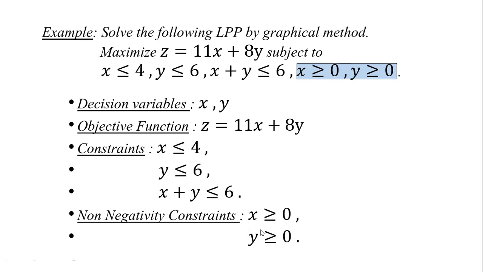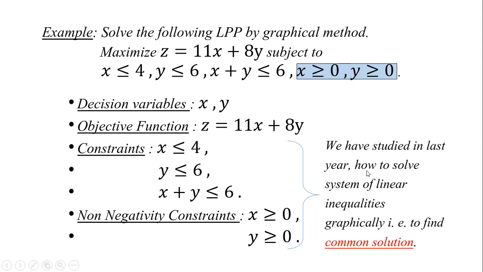Now in last year you have seen how to solve system of linear inequations. So we have studied in last year how to solve system of linear inequalities graphically, that is to find common solution of given linear inequations. Now consider these two non-negativity constraints. That means x is non-negative, y is non-negative. Now when we consider these two values x and y which are non-negative, that means the solution set, that is common solution, is in the first quadrant.